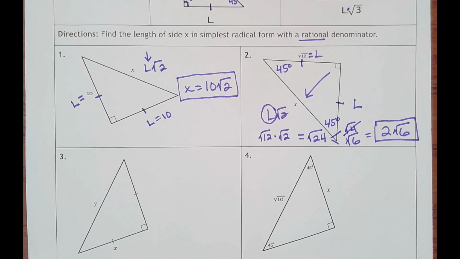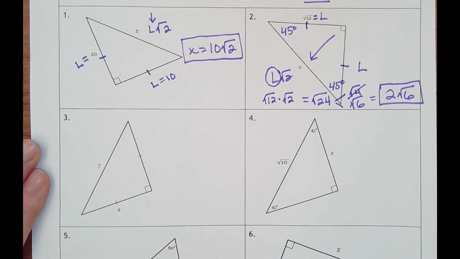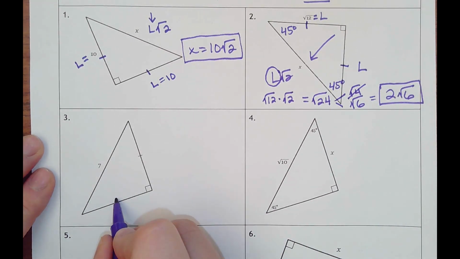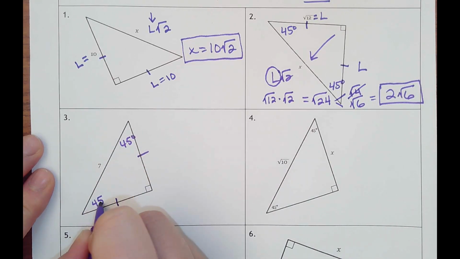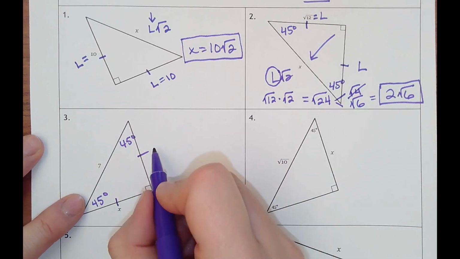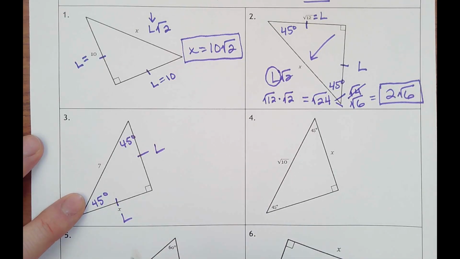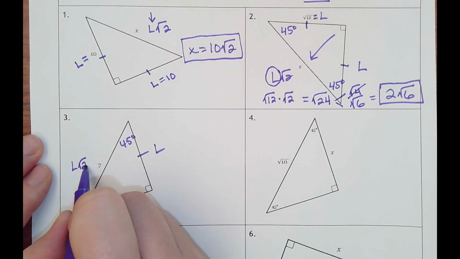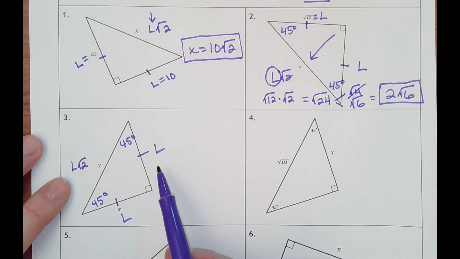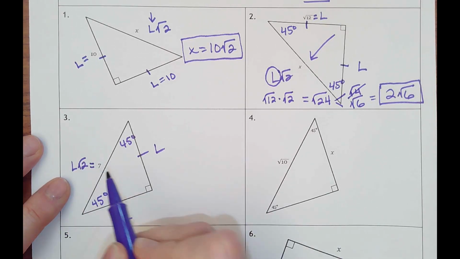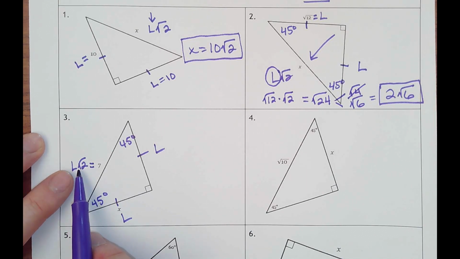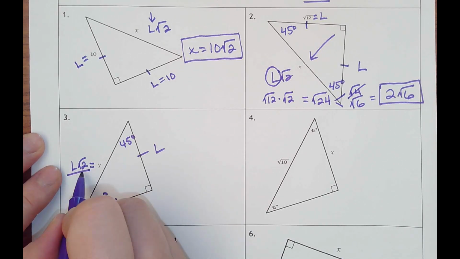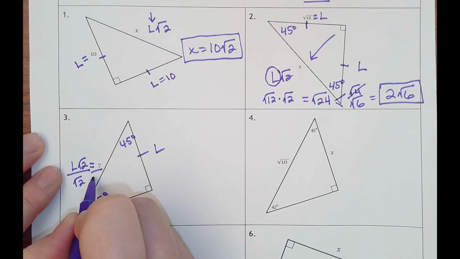Okay, two more, just kidding. 2 more of the 45, 45, 90s. And so I see this would be 45, 45, 90. Okay, so these are my legs, L and L. This is leg times square root of 2. This is where it gets trickier because I don't know either leg. So I'm actually working backwards, or making an equation here and solving for L. So if we had L times square root of 2, I would have to get rid of the square root of 2 by dividing.